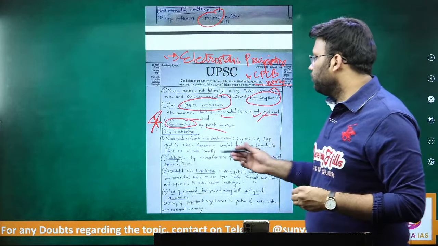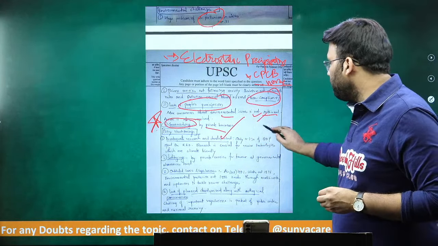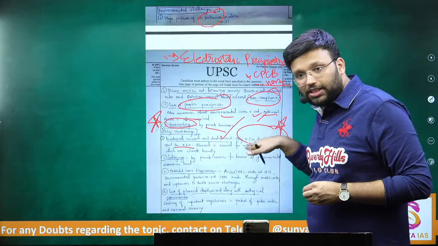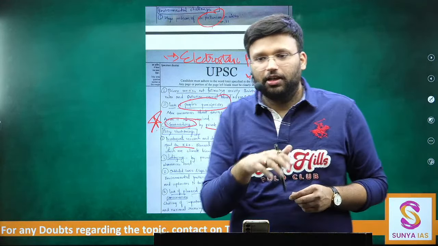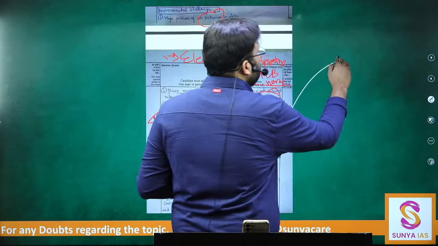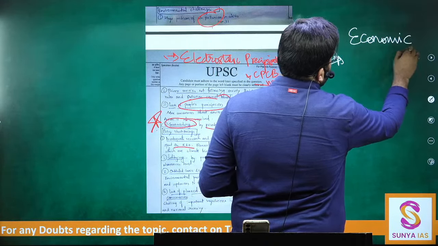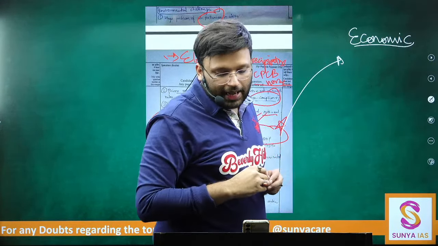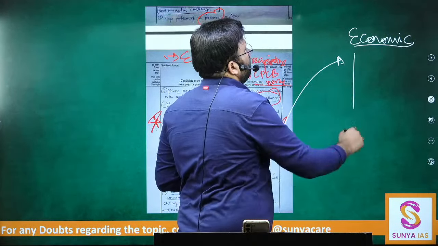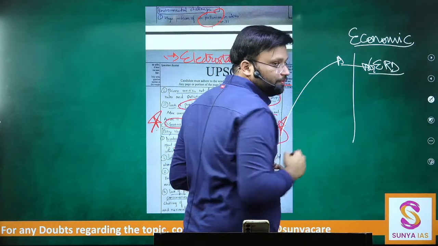Right. Then what are the policy shortcomings? Inadequate research and development. Only 0.7% of the GDP on R&D. Now even this is a concept in your prelims preparation. When you read your current affairs booklets for economic affairs, there is one keyword called gross expenditure on research and development.